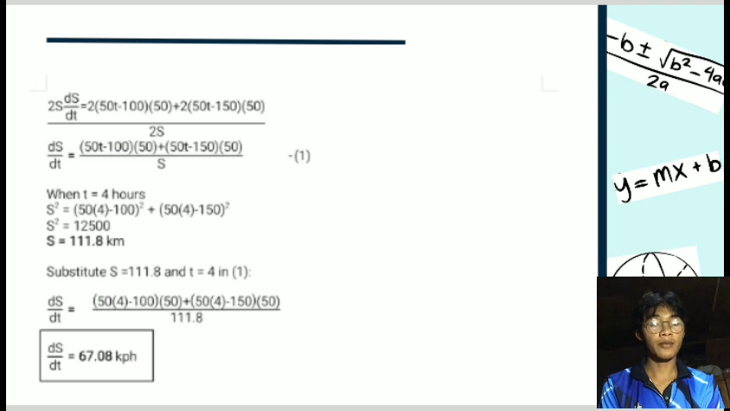To get to the answer, we must substitute s, so it becomes 111.8 and t is equal to 4. So ds over dt will be equal to 50 times 4 minus 100 times 50 plus 50 times 4 minus 150 times 50 all over 111.8. So the answer will be 67.08 km per hour. So the correct answer will be letter A. And that will be all.